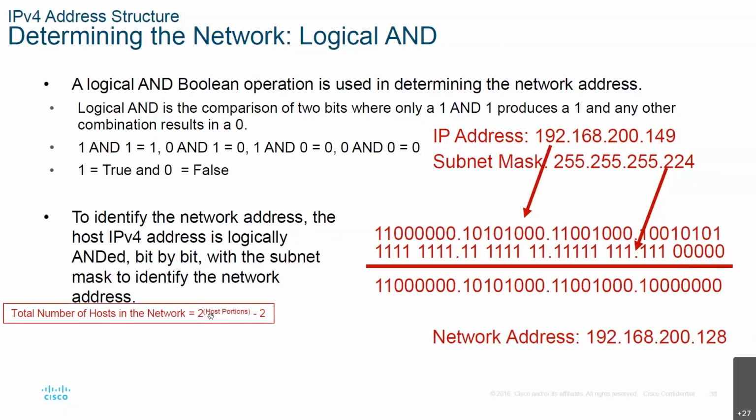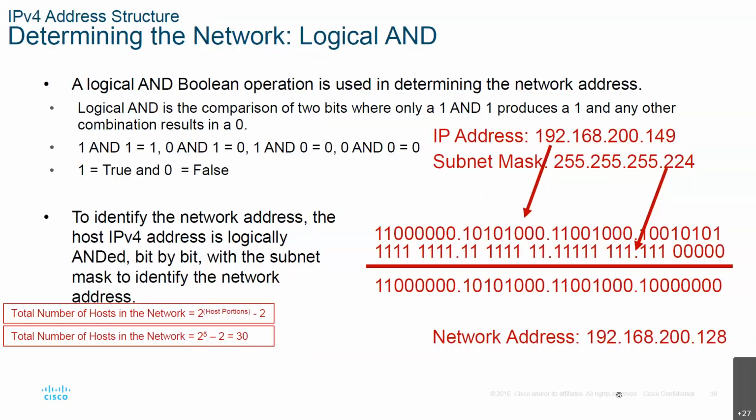2 to the power of 5 minus 2. 2 times 2 times 2 times 2 times 2. That would give you 2 to the power of 5 minus 2, which is 30 devices that can be connected to this network.